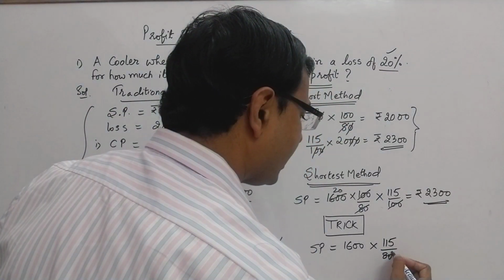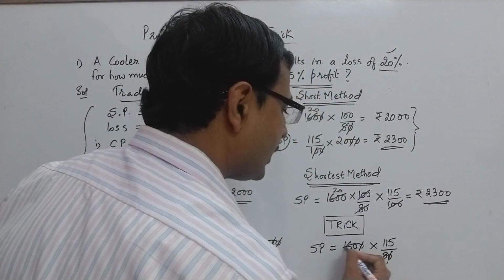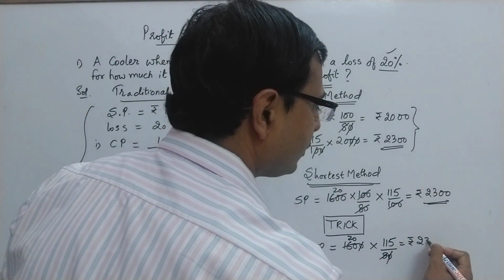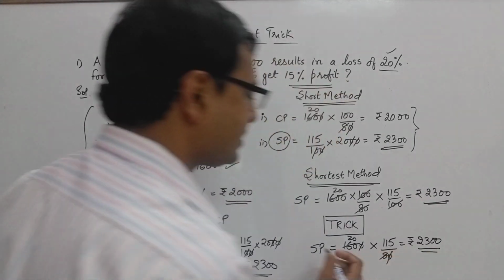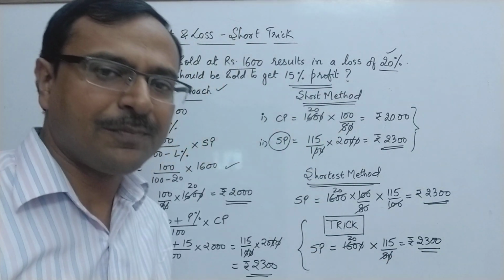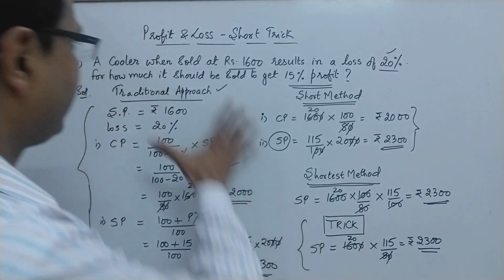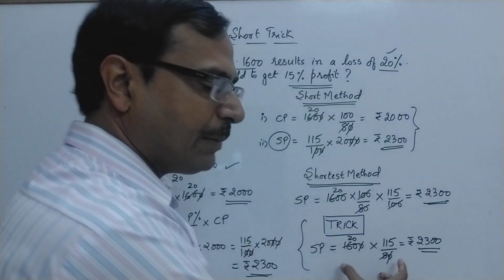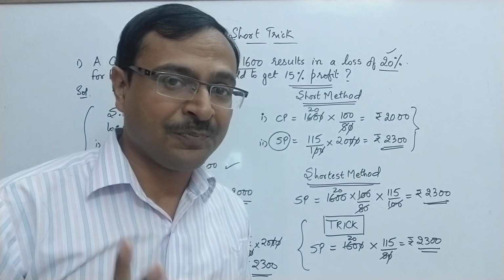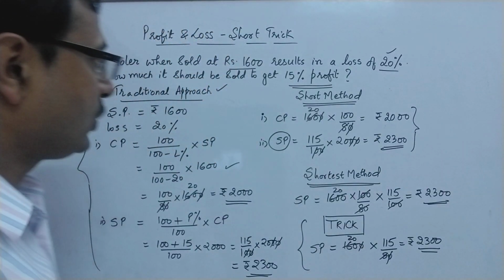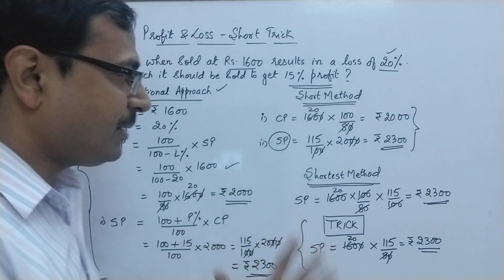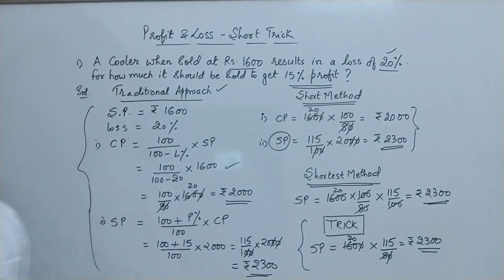So here you have the answer directly. 80 goes 20 times, 20 into 115 is 2300. So this is the trick I want you to remember. Single step. How much time are you going to take to solve this question using this simple approach? I think less than 5 seconds. Students who know this trick will solve it in less than 5 seconds. I'll show you using some more examples.